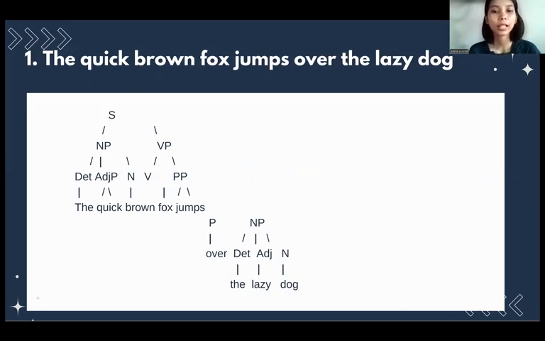Here we see that there is a subject noun phrase and a verb phrase. In the noun phrase there is a determiner and an adjective phrase. "The" is the determiner, "quick" is an adjective phrase, "brown" is an adjective, "fox" is a noun, "jumps" is a verb, and "over" is a preposition. Then there is a noun phrase with a determiner, adjective, and noun: "the" is the determiner, "lazy" is the adjective, and "dog" is the noun.